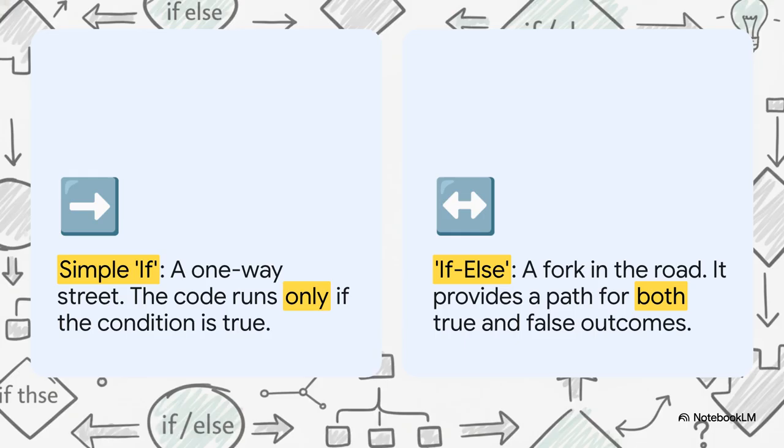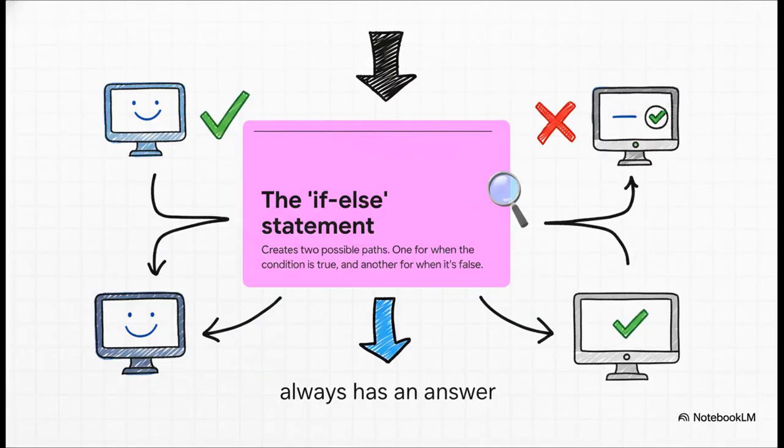This creates a fork in the road. It gives our program a second path to follow if the first one is a dead end. This makes our program so much smarter and more robust. It basically guarantees that no matter what the answer to that true-false question is, the program has a clear instruction to follow. It's never left hanging. It always has an answer.